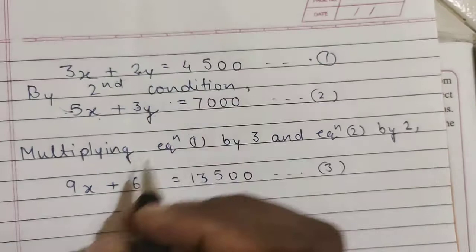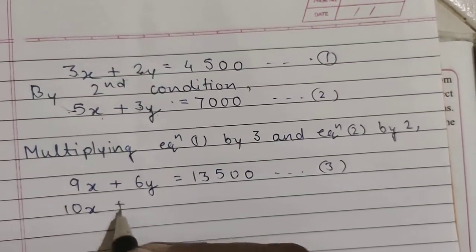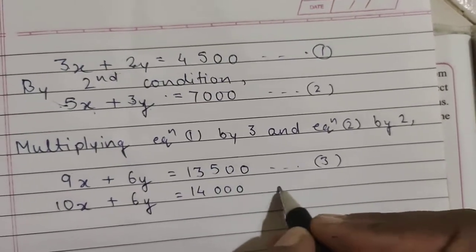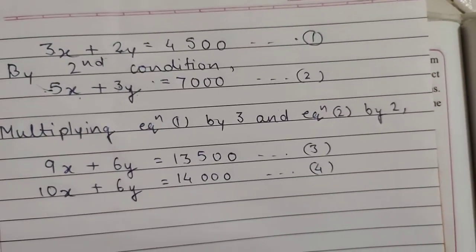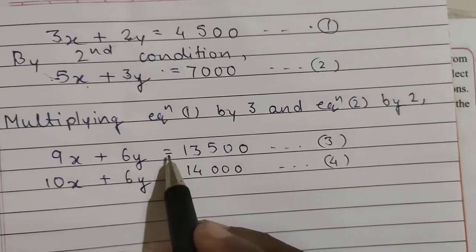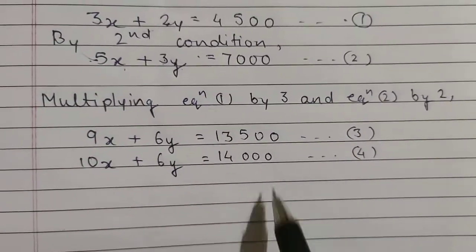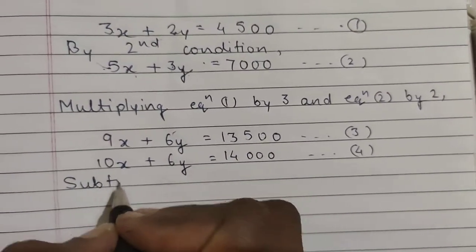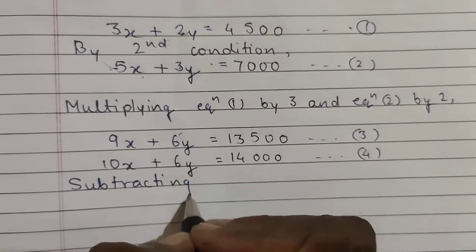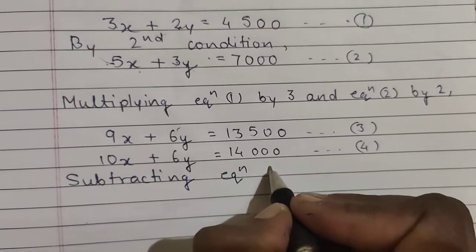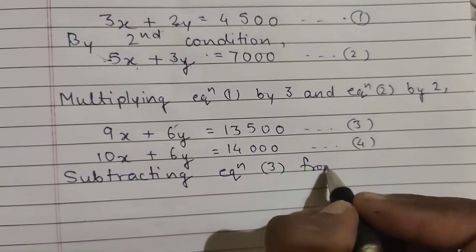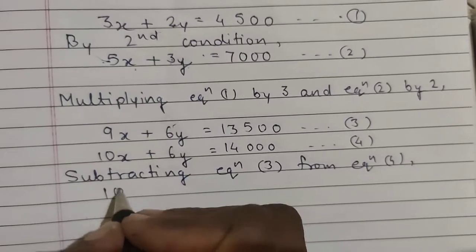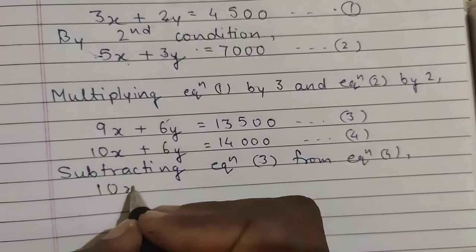Now in this equation multiply by 2. So 5 2s are 10, 3 2s are 6, 7 2s are 14, so 14,000. Call it equation number 4. Now you can see coefficients of y are same, so you can do subtraction and y will go. Okay, so subtracting equation number 3 from equation number 4. Okay, so let us do subtraction of third equation from fourth.